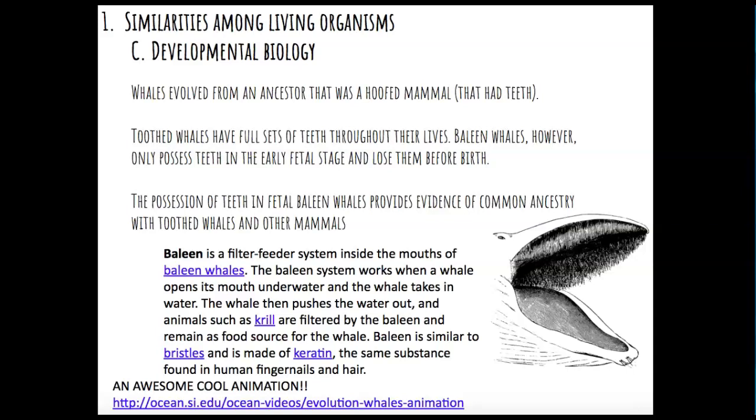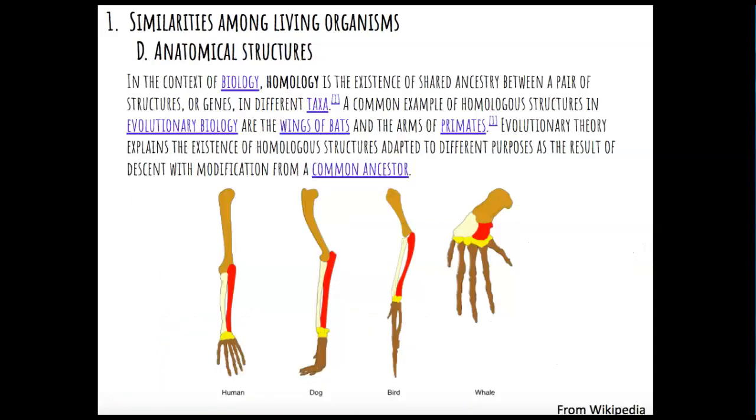And so we can see when baleen whales are in fetal stages, they have teeth, but then those teeth go away and baleen replaces them. But they do still have teeth as a fetus, and so we can see that common ancestry in the same way, where we have a characteristic showing at one point in development, even if it's not seen throughout the individual's entire life. We can also see similarities among living organisms through anatomical structures.